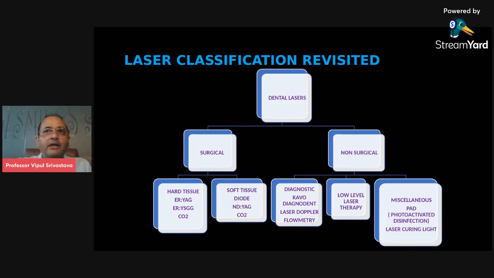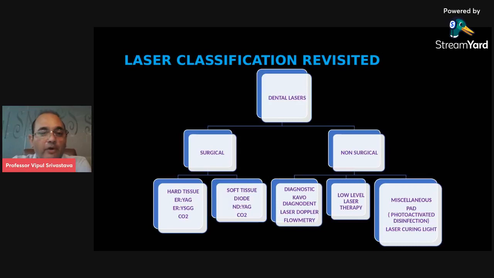Very recently, four or five years back, a company known as Solia introduced a carbon dioxide laser also, with a 9600 nanometer wavelength. So for surgical lasers, again, we have hard tissue lasers and soft tissue lasers. Hard tissue lasers, as I just told, are either the erbium family or carbon dioxide. And then we have soft tissue lasers. What all do we have in soft tissue lasers?